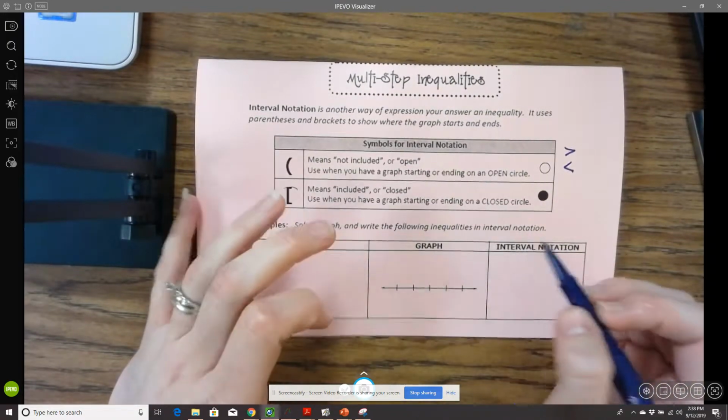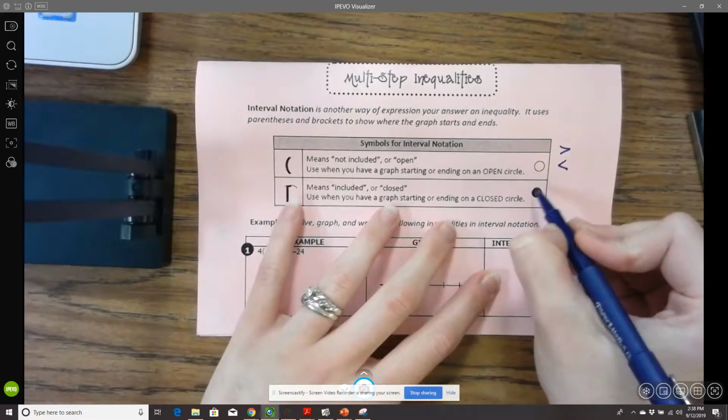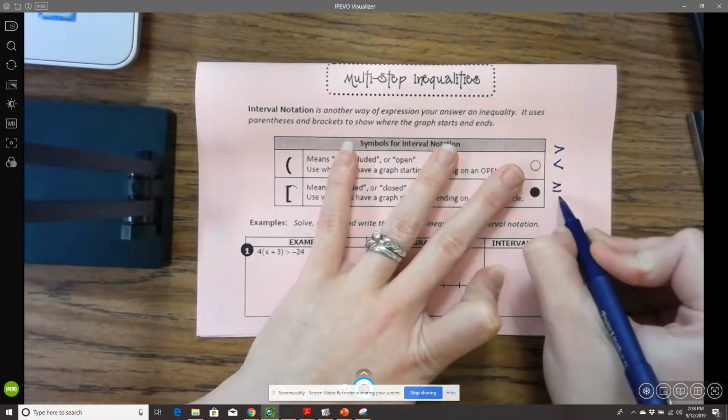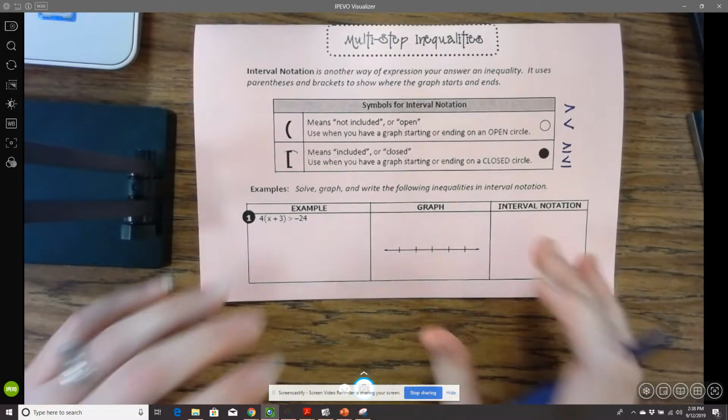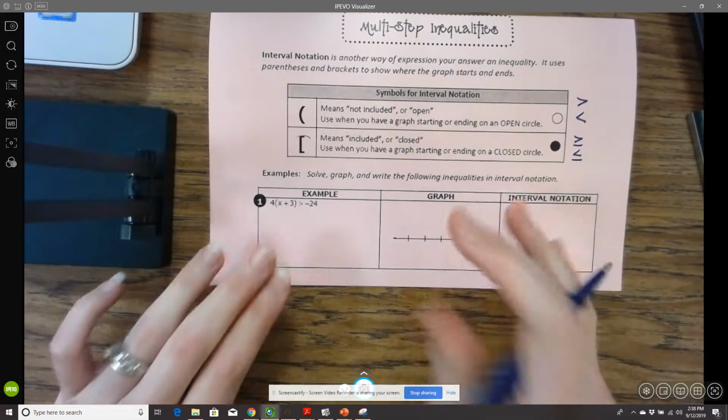So when you have a graph starting or ending on a closed circle, this is our greater than or equal to, or less than or equal to. We're going to solve, graph, and then write the following inequalities in interval notation.